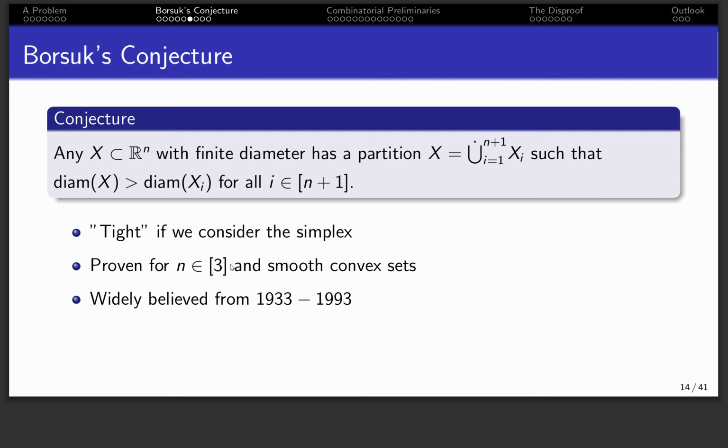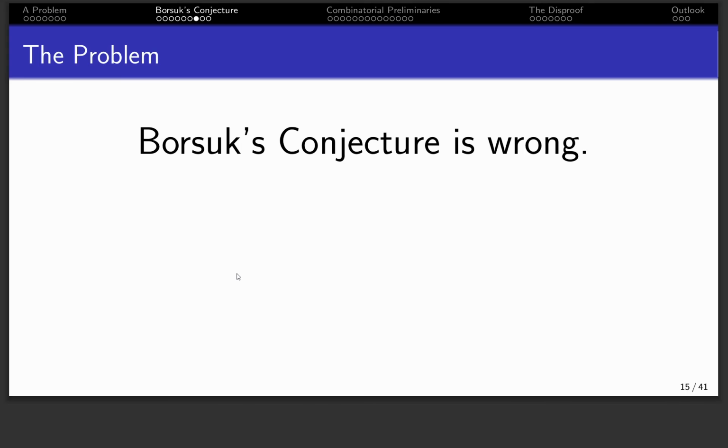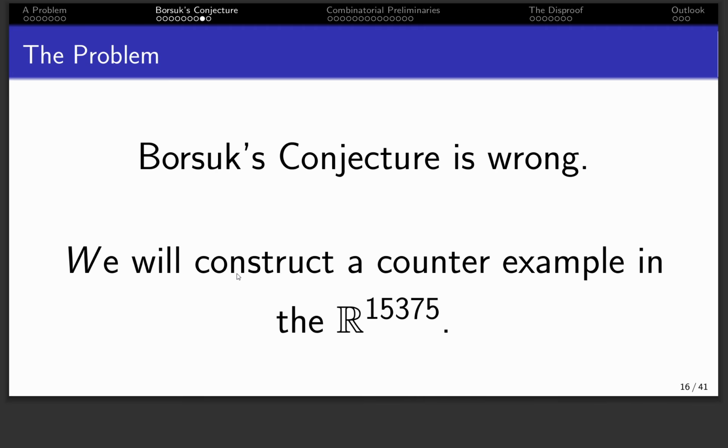Yeah, so for 60 years, mathematicians thought this to be true until it got disproven in 1993. Yeah, that's the problem. Borsuk's conjecture is wrong. And it's actually spectacularly wrong. And in this video here, we will construct a counterexample in R to the 15,375. So in over 15,000 dimensions, we will create an object that disproves Borsuk's conjecture.